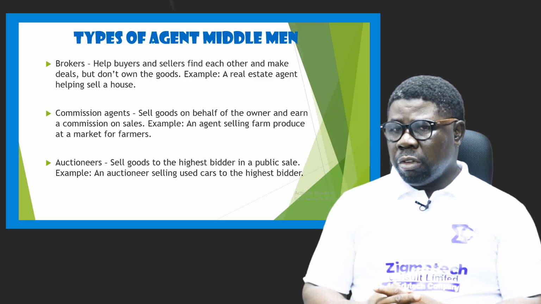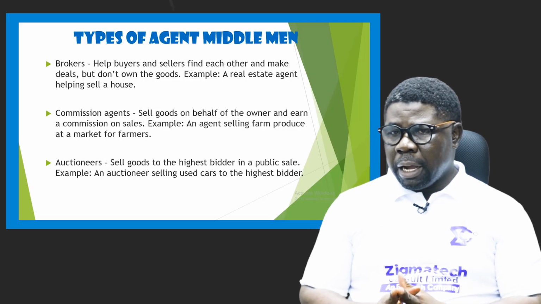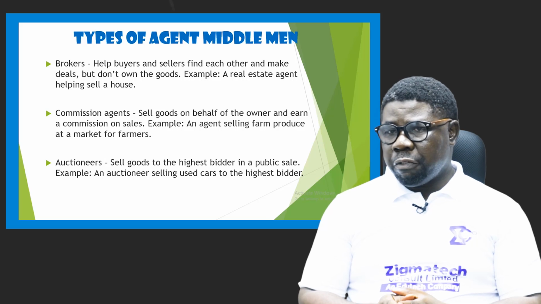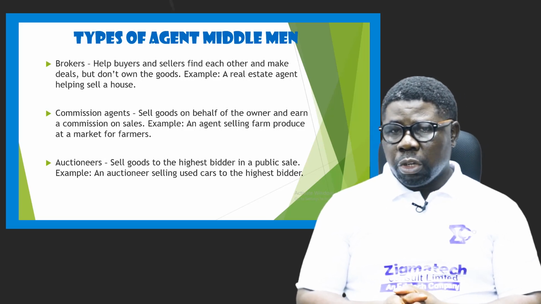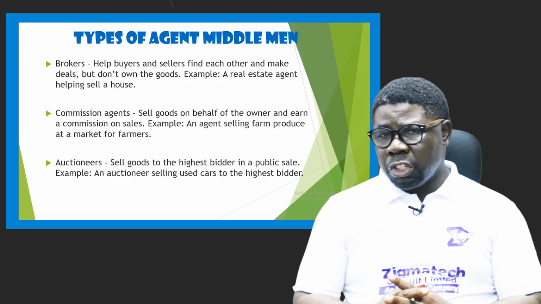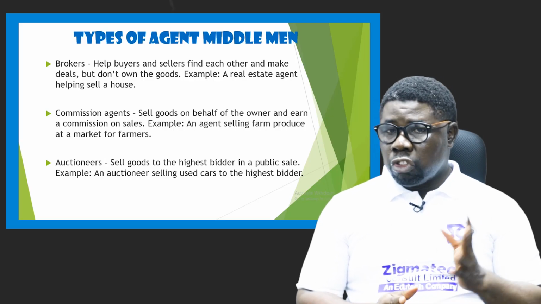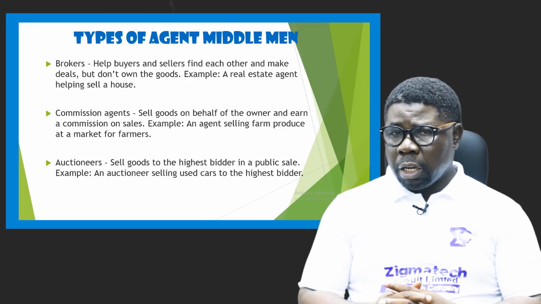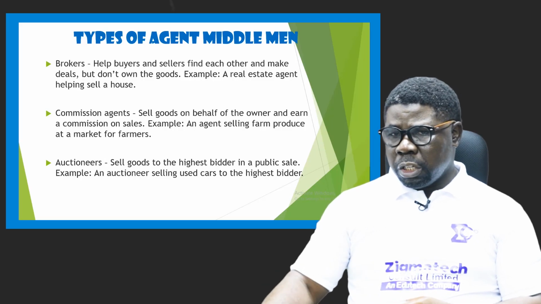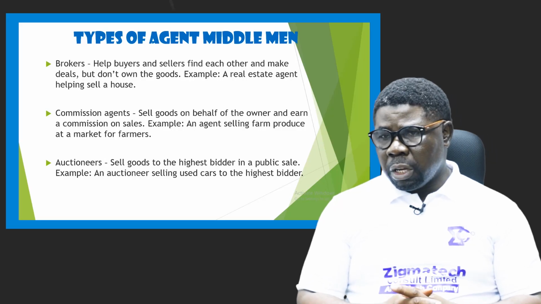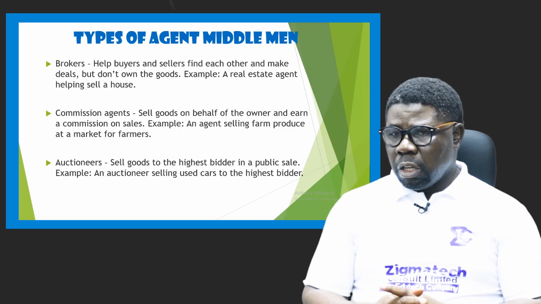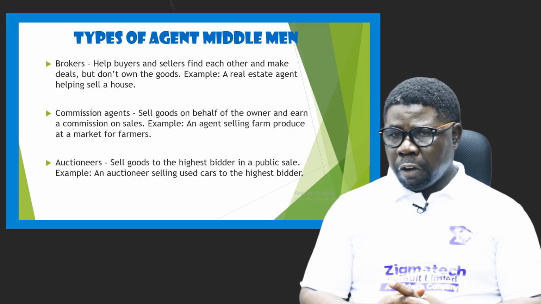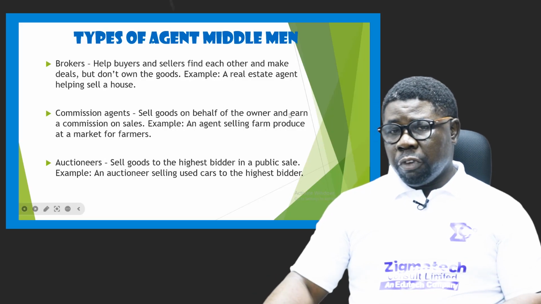here, those are people who buy and sell, help buyers and sellers to find each other and make deals, but they don't own the goods, all right? Real estate agents are one of the examples of this. Stockbrokers are one of them, but real estate agents are also another example for brokers, okay? Now we have commission agents who sell goods on behalf of their owners and earn a commission on sales. Agents selling farm produce at the market for farmers is a good example for this, all right?